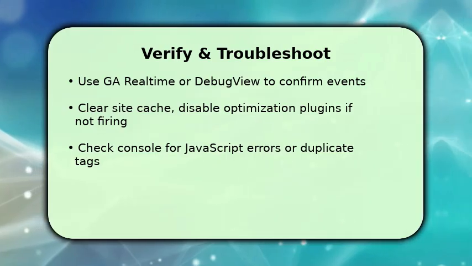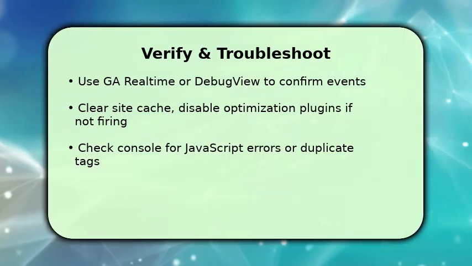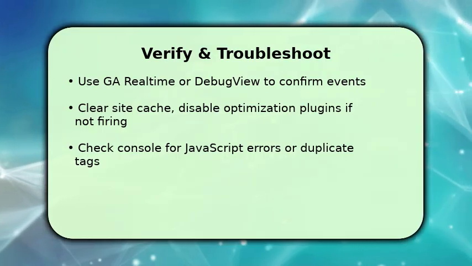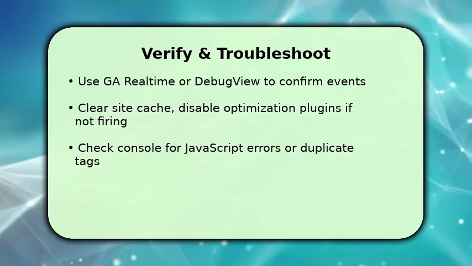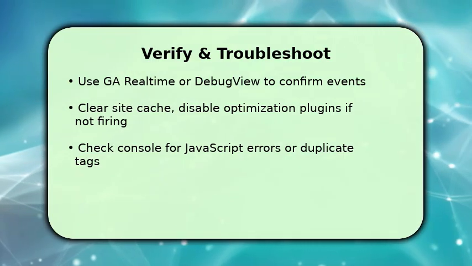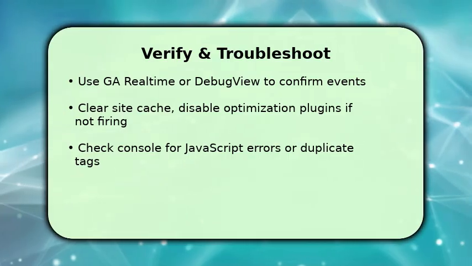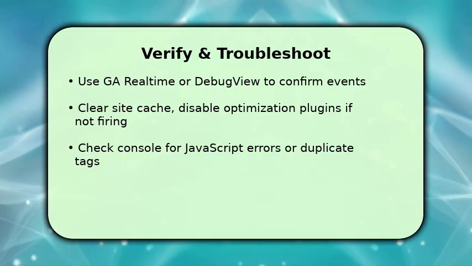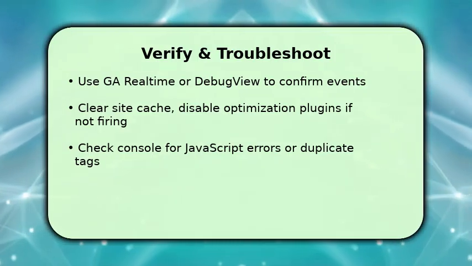If nothing appears, clear WordPress and CDN caches, then disable optimization or adblock-like plugins temporarily. They often block scripts. Also check the browser console for JavaScript errors or duplicate tags that conflict. If you still have issues, remove the script, test with only the plugin, and re-add step by step to isolate the problem.